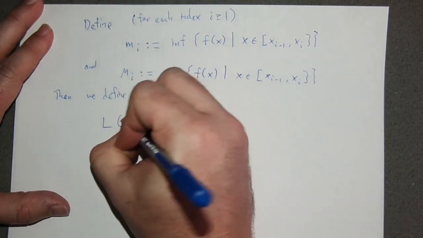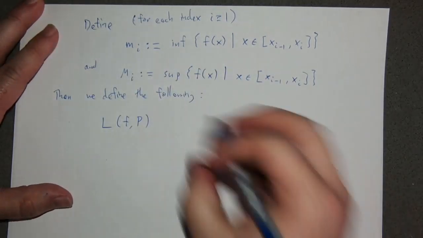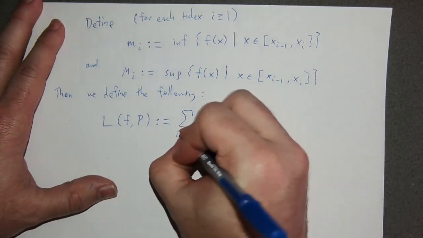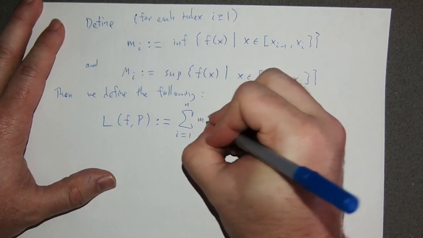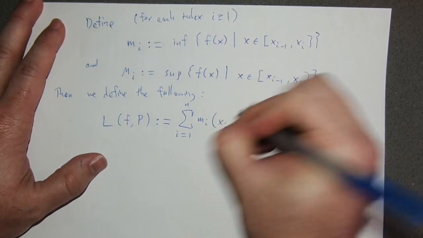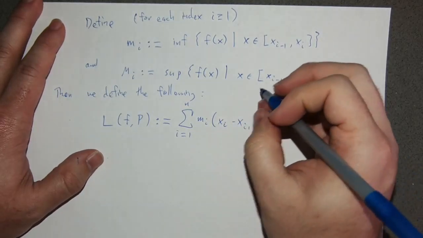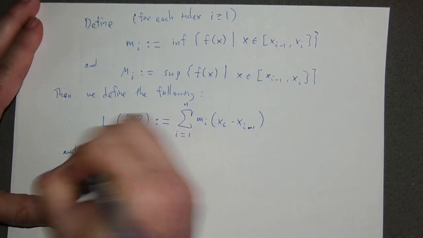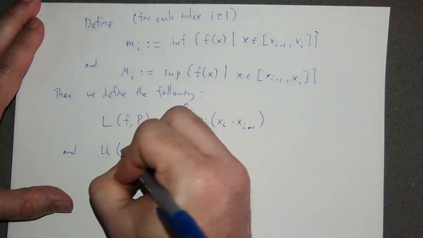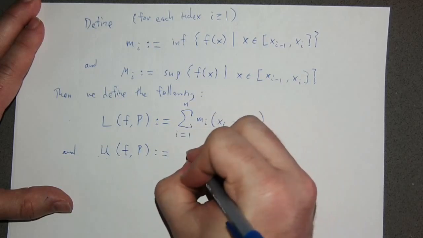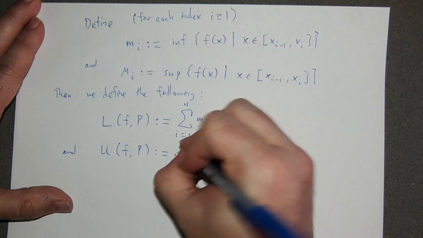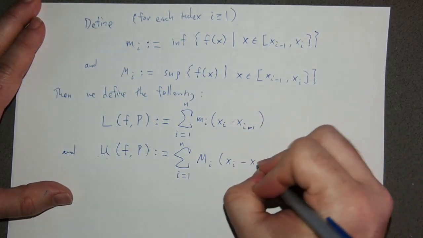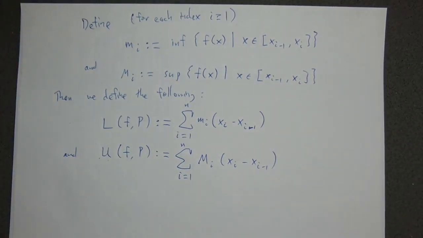So we have L of f, p is defined to be the sum from i equals 1 to n of m sub i times (x sub i minus x sub i minus 1). And U of f, p is defined to be the sum from i equals 1 to n, a really bad looking sigma, of big M sub i times (x sub i minus x sub i minus 1). Okay, stopping again for a second.